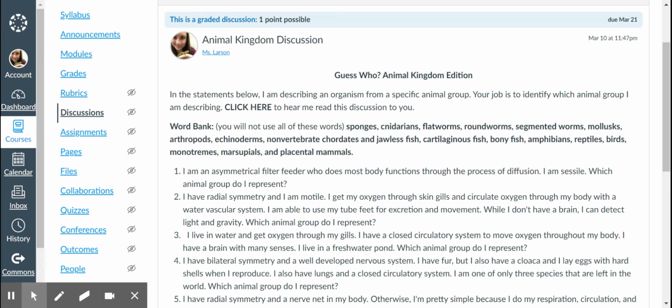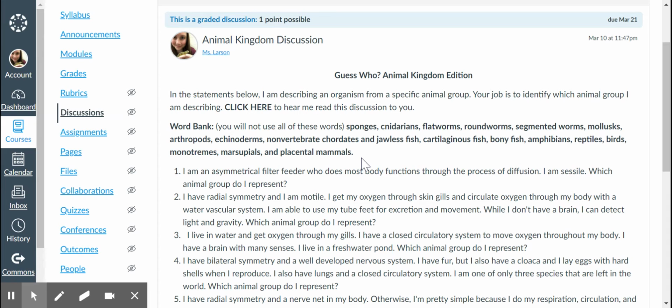This one is a Guess Who Animal Kingdom edition. In the statements below, I'm describing an organism from a specific animal group that we've studied this week, and your job is to identify which animal group I am describing. You can click to hear me read a discussion to you. There is a word bank here, so just so you know, you will not use all of these words.